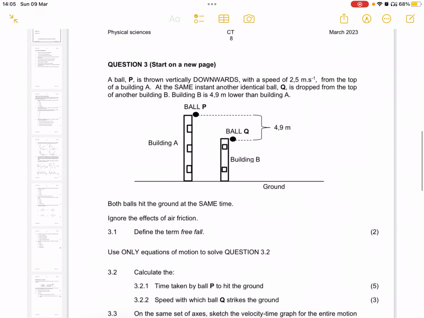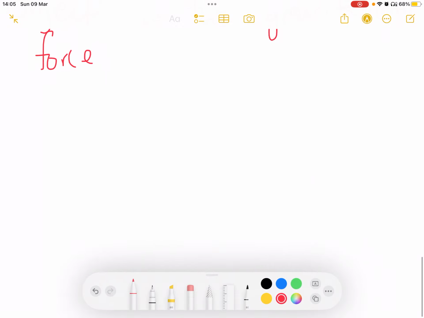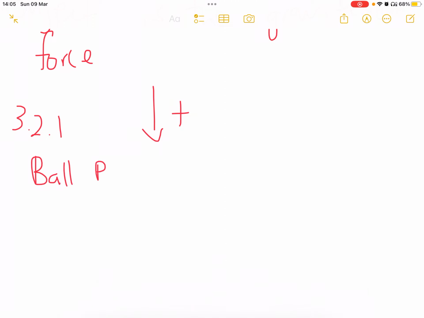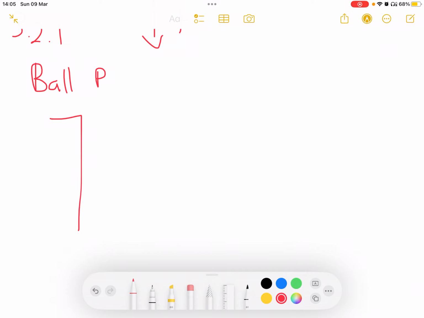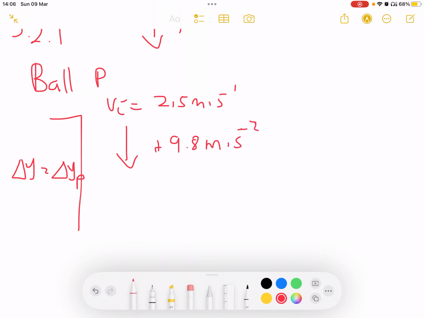And the only information given there, as we will list it, 3.2.1, say downwards is positive. Ball P is at the top of a building of which its displacement we will call delta y of P. It has been thrown vertically downwards with about 2.5 meters per second, and it is undergoing a positive acceleration of 9.8 meters per second squared. It took this amount of time, which we don't know. We also don't know its final velocity, but we're not asked about that.